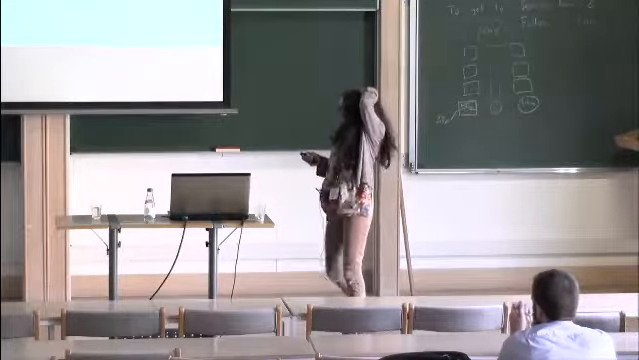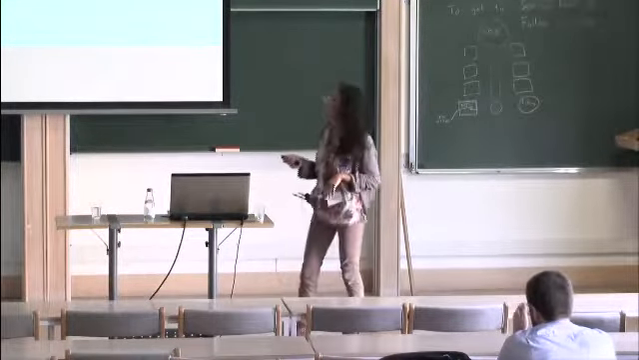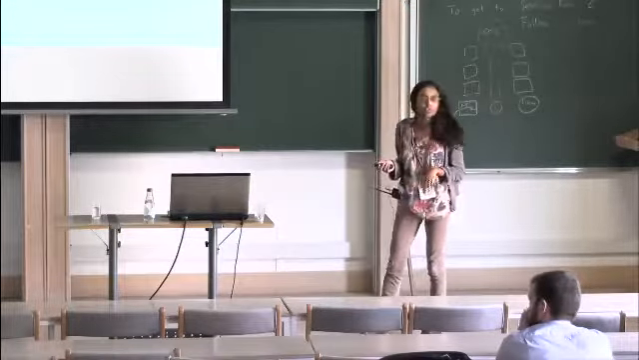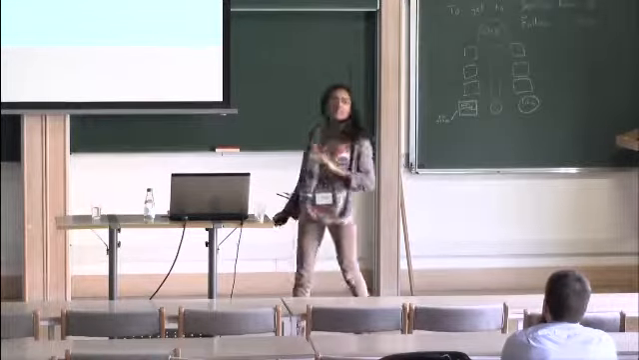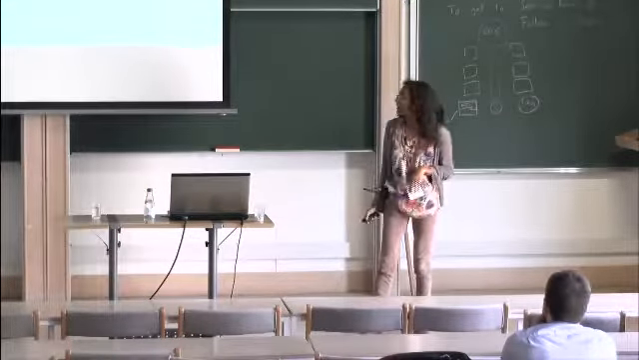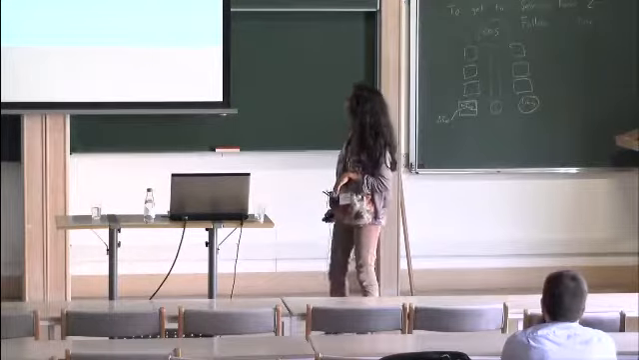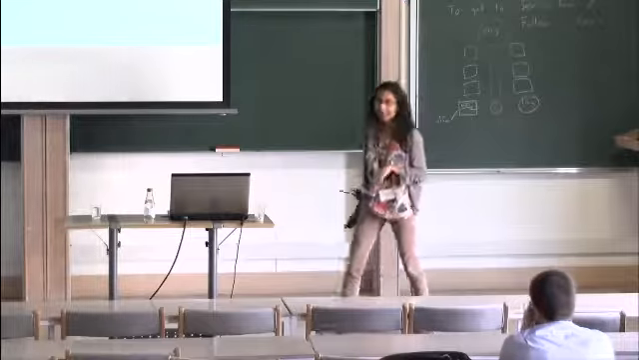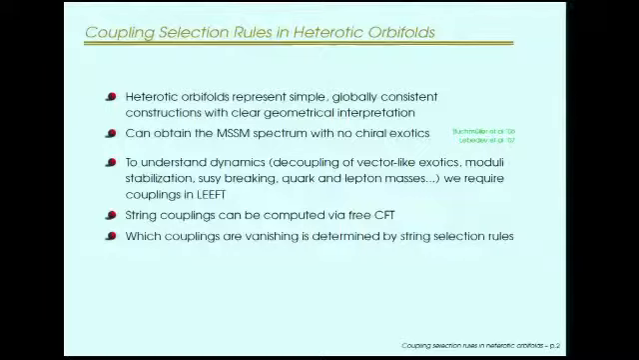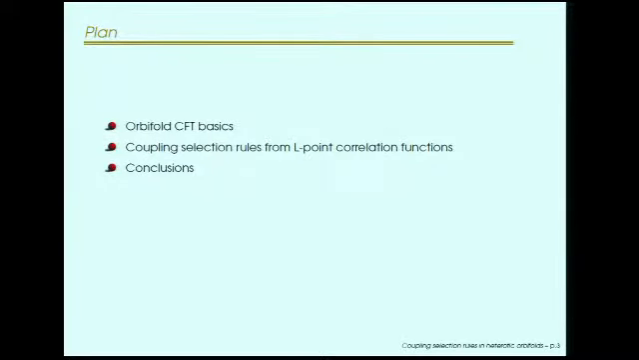So as we've heard, one of the most attractive features of heterotic orbifolds is that they correspond to free conformal field theories, and therefore we can compute directly, explicitly the string couplings, and from that infer the low-energy effective field theory. The first question to ask will be which couplings are vanishing, and this is determined by string selection rules. So I will first review some orbifold CFT basics, then I'll outline how to derive coupling selection rules from the general structure of the L-point correlation functions in the CFT, and I'll conclude.